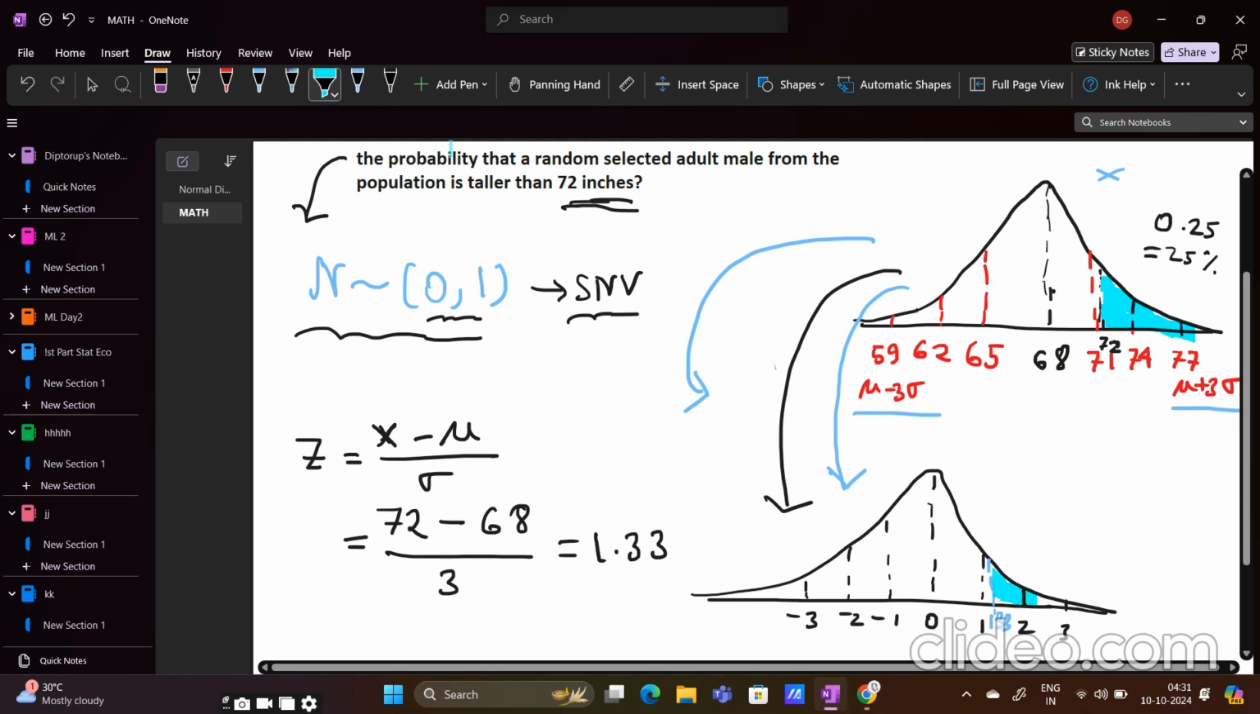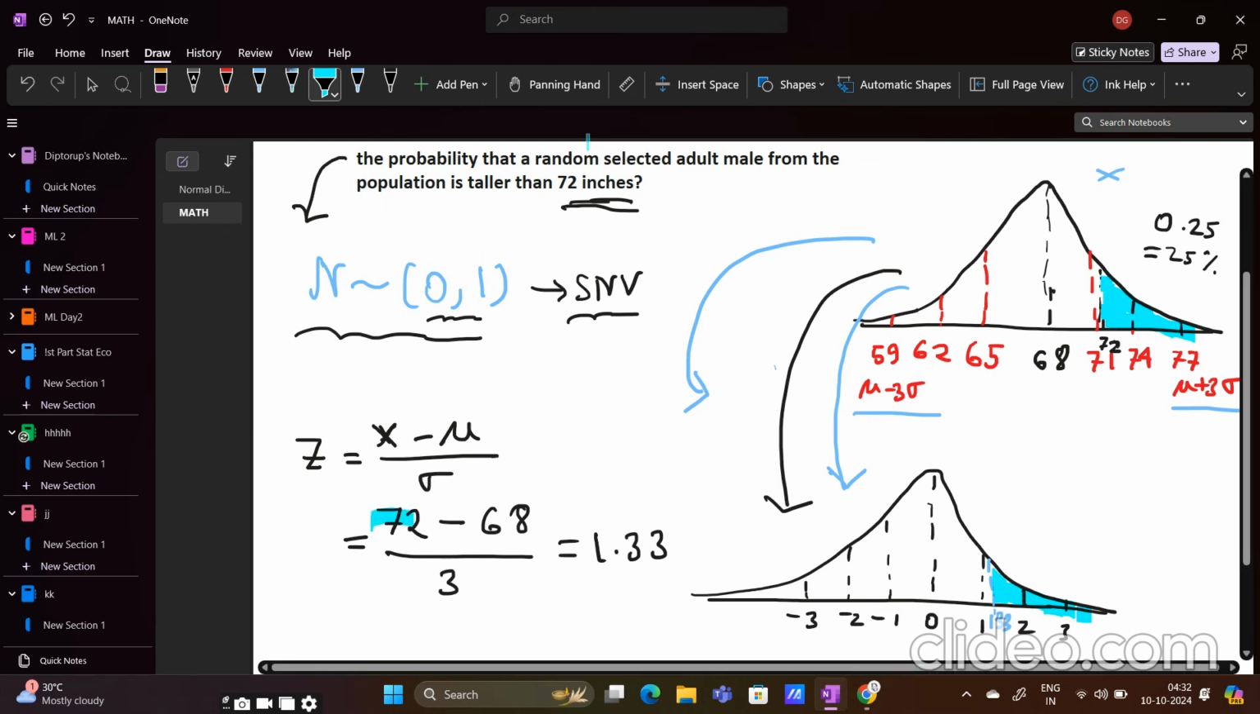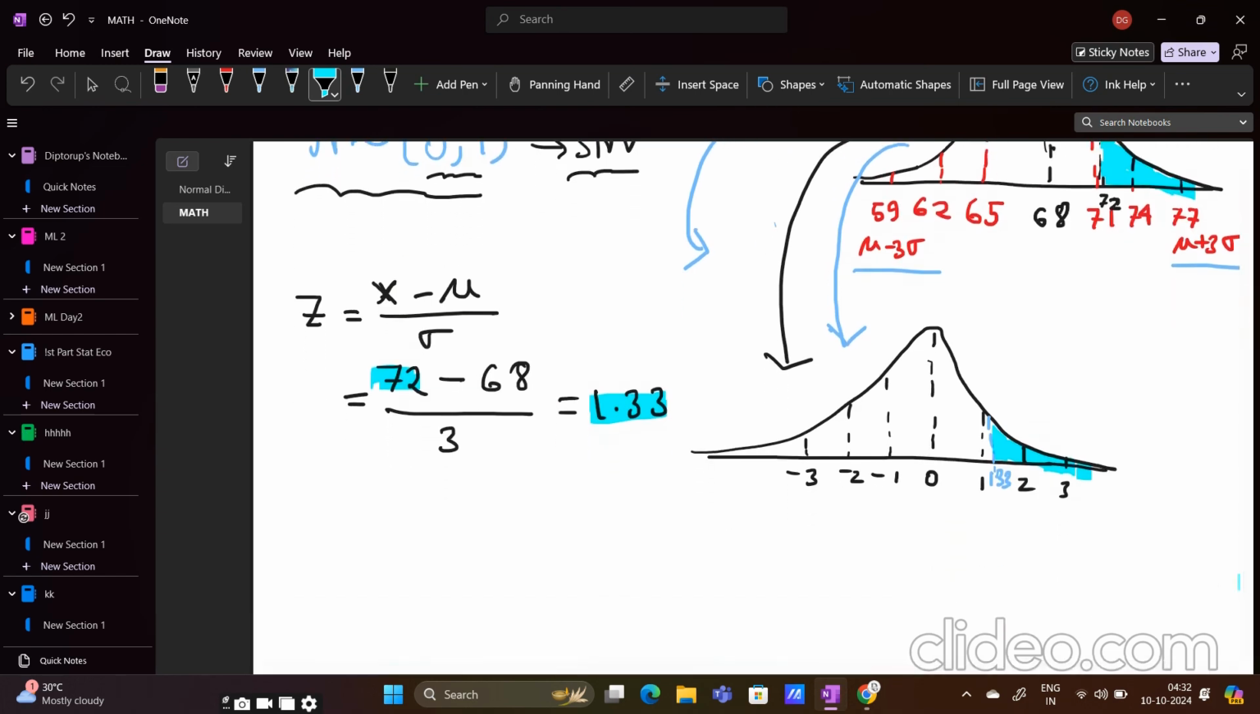That is, what is the probability that the adult male has a height of more than 1.33? The question was given as more than 72 inches, but we have converted that 72 inches into a standard normal variate. Now our point is 1.33, so we want to know the probability that the adult male will have a height more than 1.33.